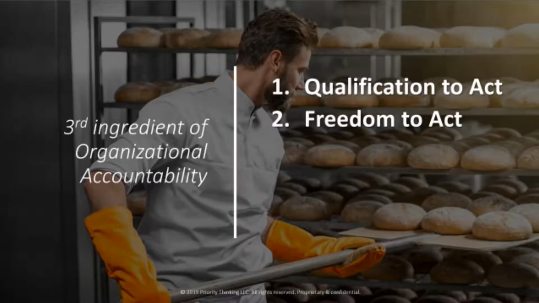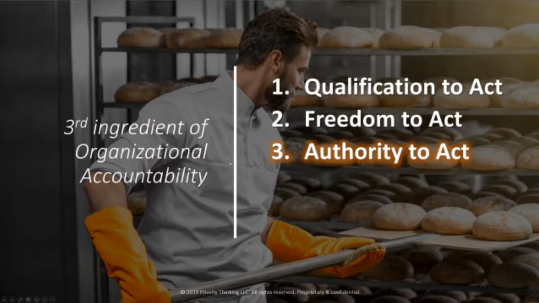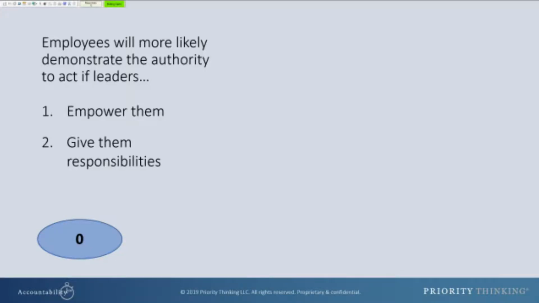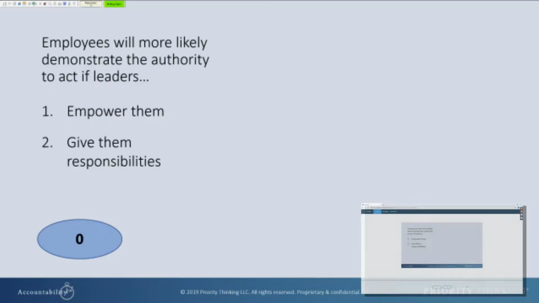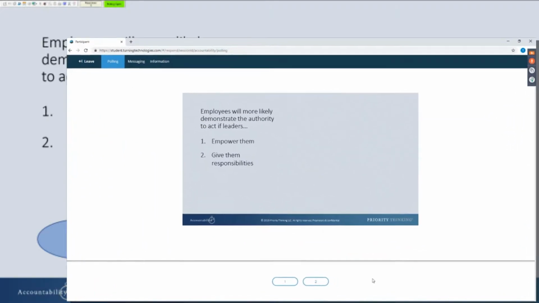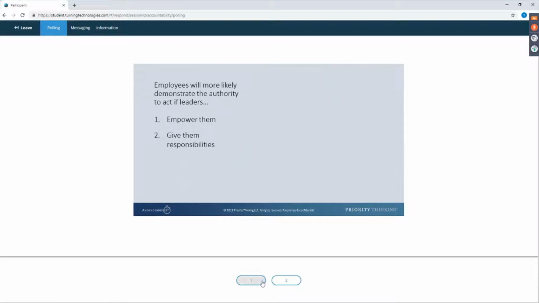All right, the third ingredient, and this is an important one, is the authority to act. This one is perhaps the fulcrum point, if you will, of the five. So let me begin again with a short question. Do you believe employees will more likely demonstrate the authority to act if leaders, one, empower them, or two, give them responsibilities? Go ahead and choose, one or two.